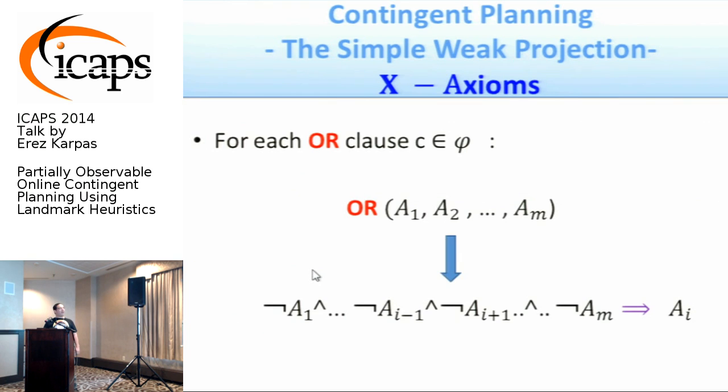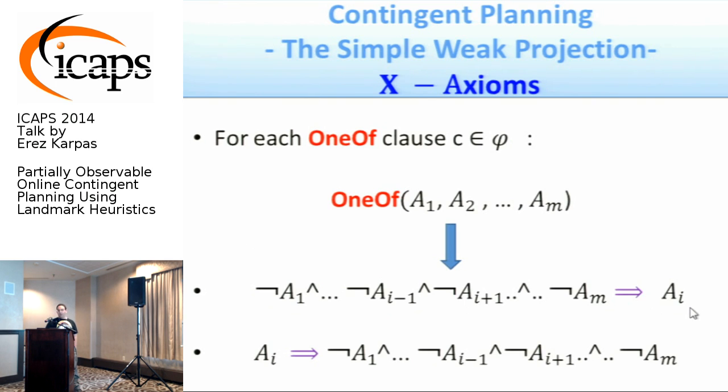We also add axioms to do some reasoning. So for an OR clause in my initial state, or my description of the possible initial states, I create an axiom which says that if m minus one of these disjuncts are known to be false, then the remaining one is known to be true. And for a one-of clause, I have the same thing, plus another one that says that if something is known to be true, then all the others are known to be false. So this allows me to do some limited reasoning.